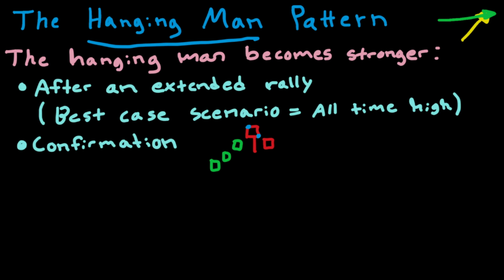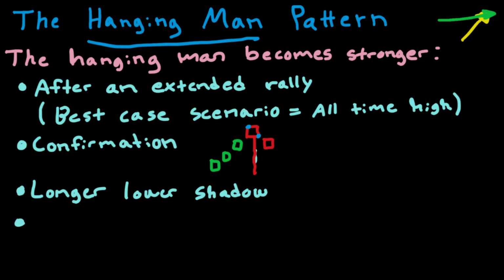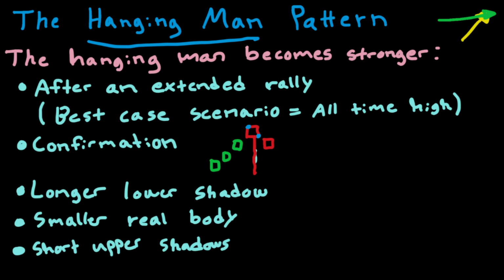Some other things that make the pattern stronger is a longer lower shadow. So if the lower shadow here, if this shadow right here, oops, should be red, if this shadow right here would be longer, the pattern would be stronger. Also, a smaller real body also makes the pattern stronger. We can also include that we want short upper shadows. So preferably we want no shadow at all on the top.